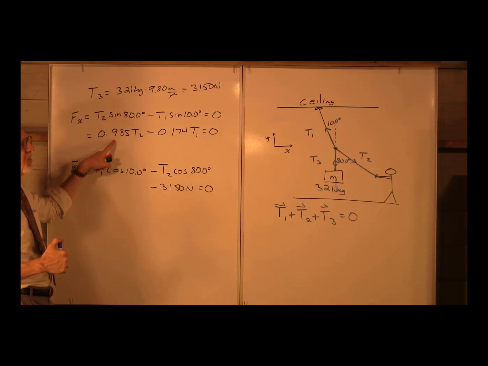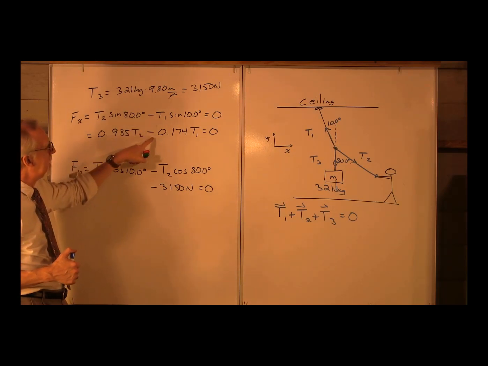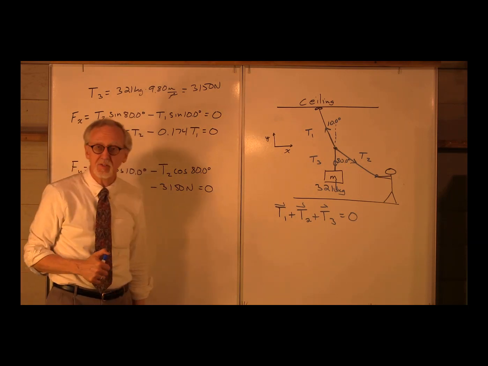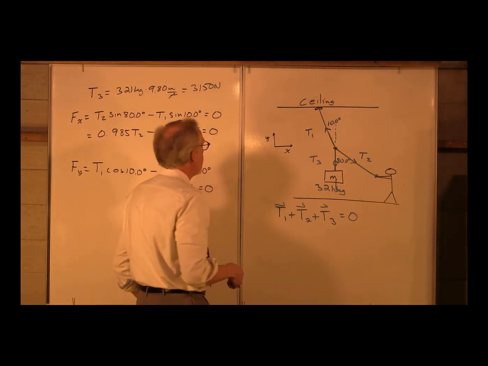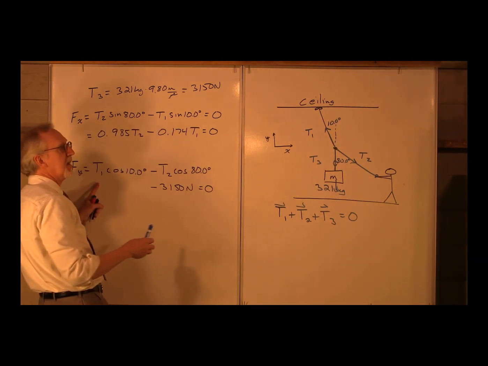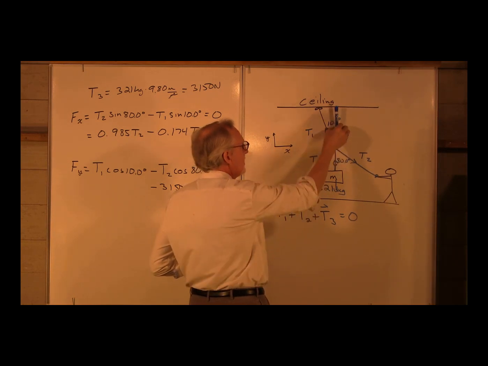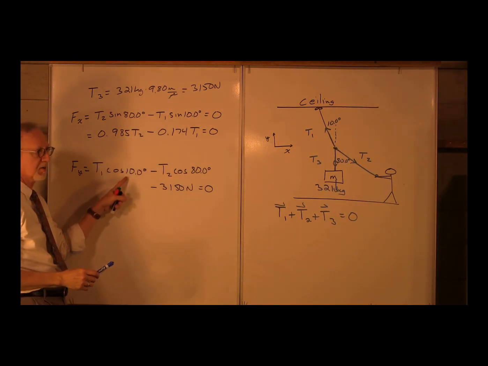Sine 80 is 0.895, so we've got 0.895 T2 minus sine 10, which is 0.174, T1 equals 0. Now what about the y components? The y component of T1, that is the adjacent side, is going to be T1 cos 10 degrees, in the positive direction. So we have T1 cos 10 degrees.